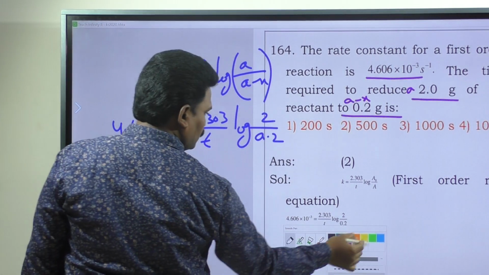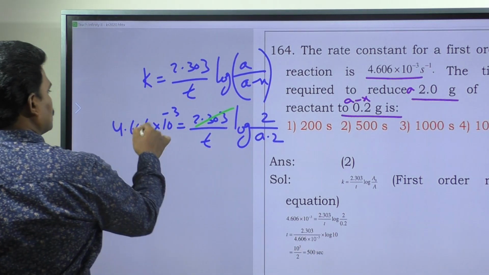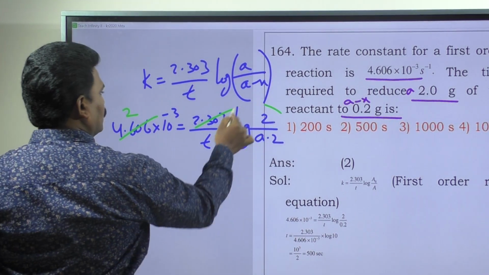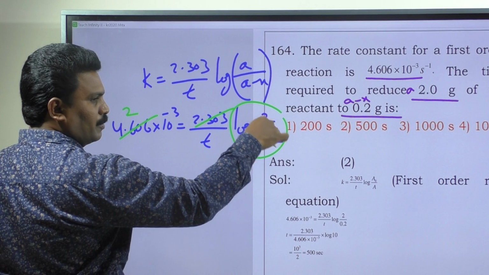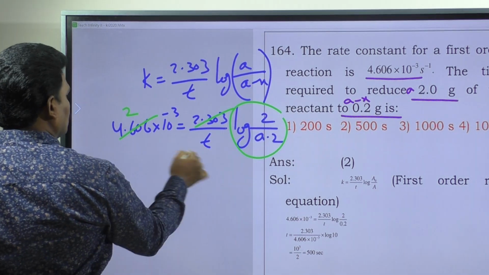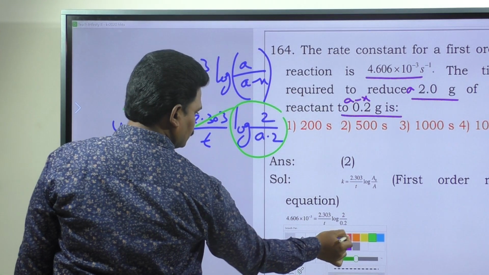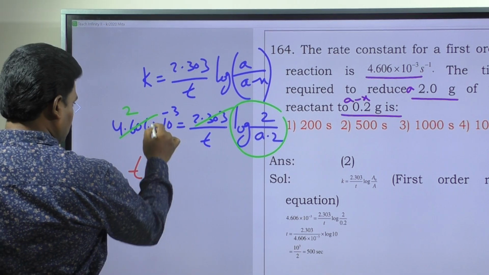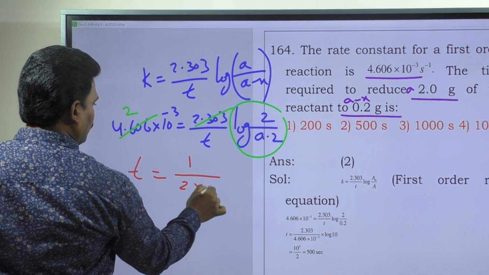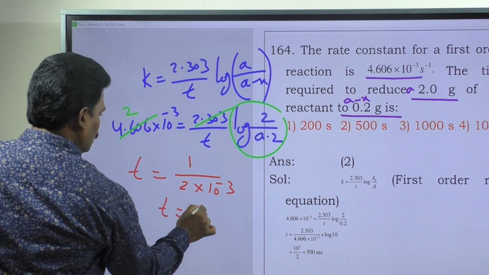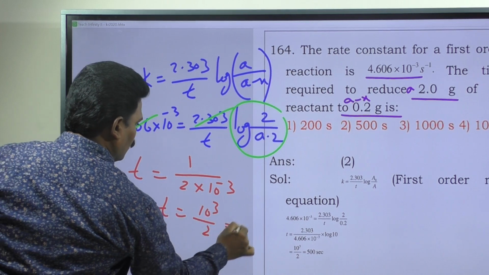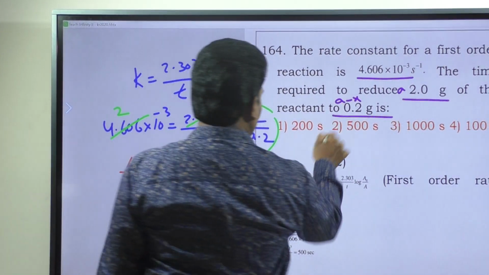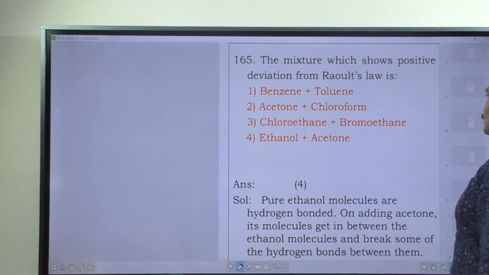Okay, now cancel the common terms. Here 2 by 0.2 means 1 by 0.1, which is 10, and log 10 is 1. So t is equal to 1 by 2 into 10 power minus 3. Then t is equal to 10 cube by 2, that equals 500 seconds. So the answer is the second option. And then go to the next question.